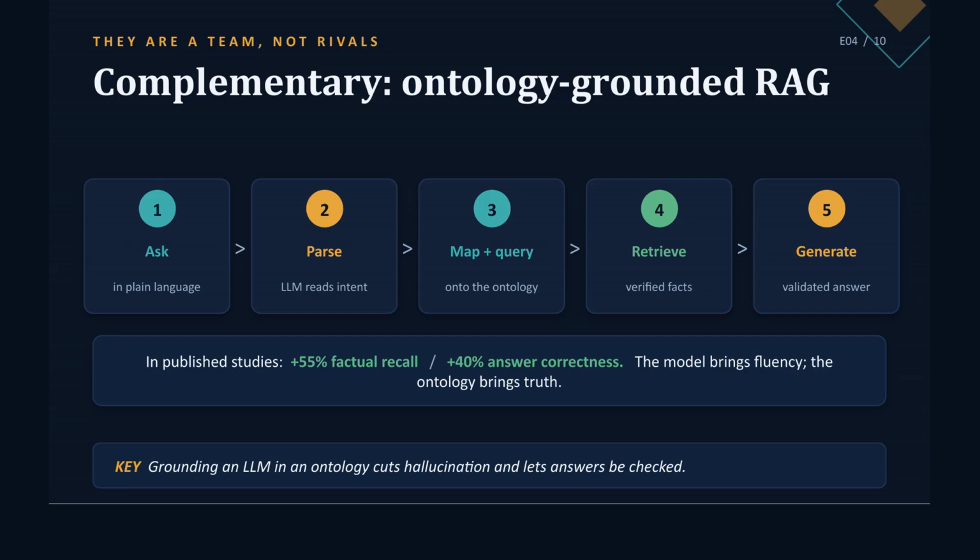First, you ask your question in plain language. Second, the model parses what you actually mean. Third, it maps that meaning onto the ontology and generates a precise query. Fourth, it retrieves the exact, verified facts. Fifth, it writes a fluent answer, and the ontology validates that answer against its own constraints, before it ever reaches you. In published studies, grounding this way lifts factual recall by over 50%, and answer correctness by around 40%. The model brings the fluency. The ontology brings the truth.